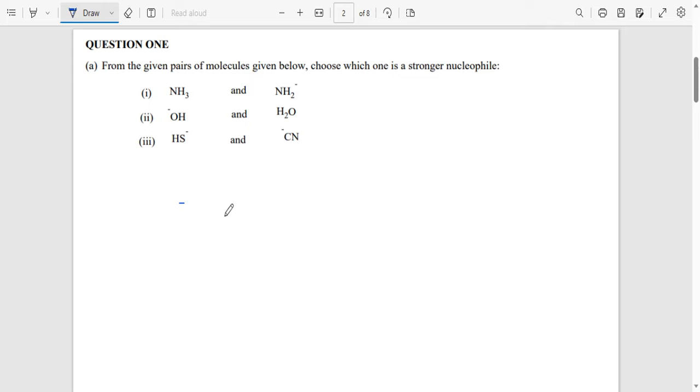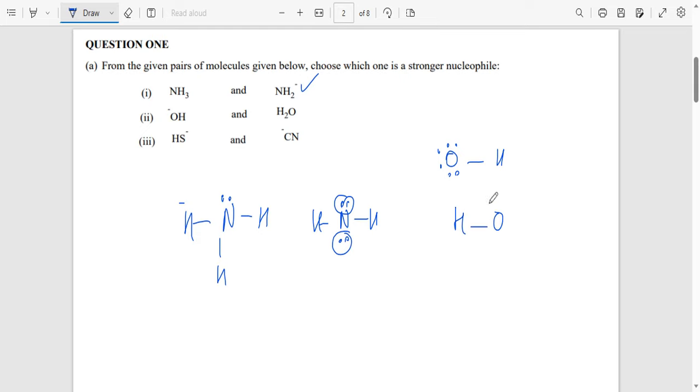So starting with ammonia and amine. Ammonia has three hydrogens and one lone pair of electrons, and then the amine has two hydrogens and two lone pairs. So we can see that this one has a lot of electrons available for donation, so it is a stronger nucleophile. Hydroxide and water: the hydroxide has three lone pairs of electrons, while the oxygen of water has only two lone pairs. So this makes the hydroxide have a lot of electrons available for donation, and so a stronger nucleophile.